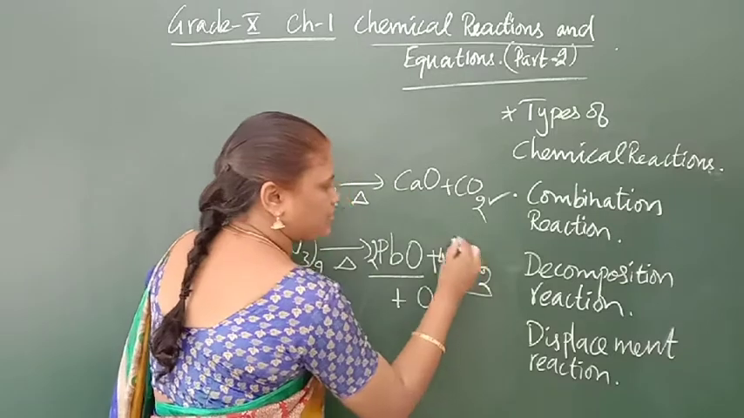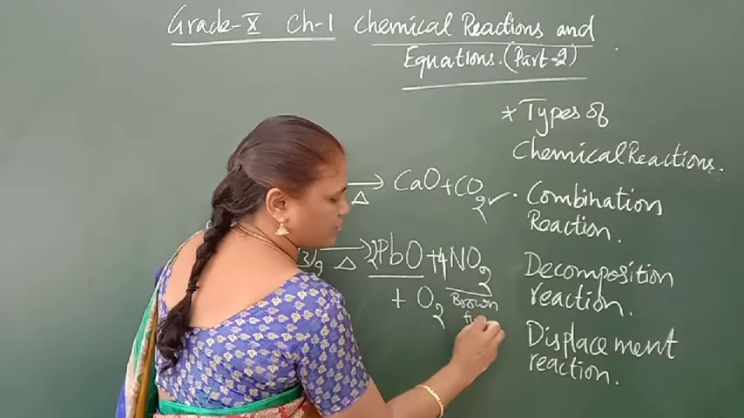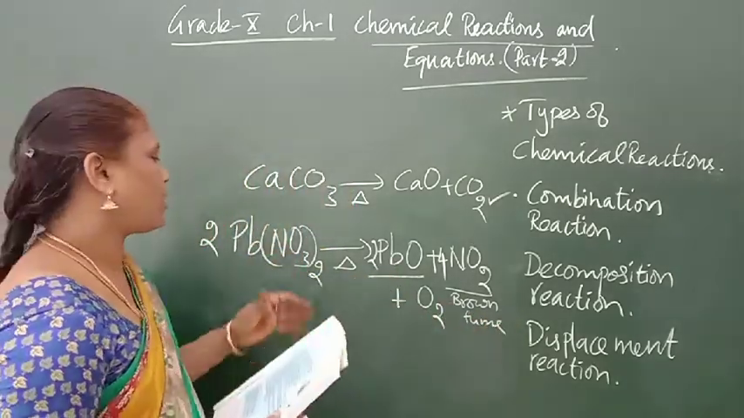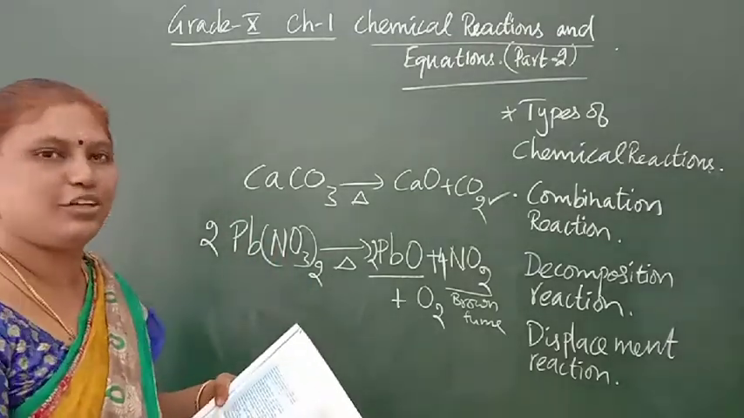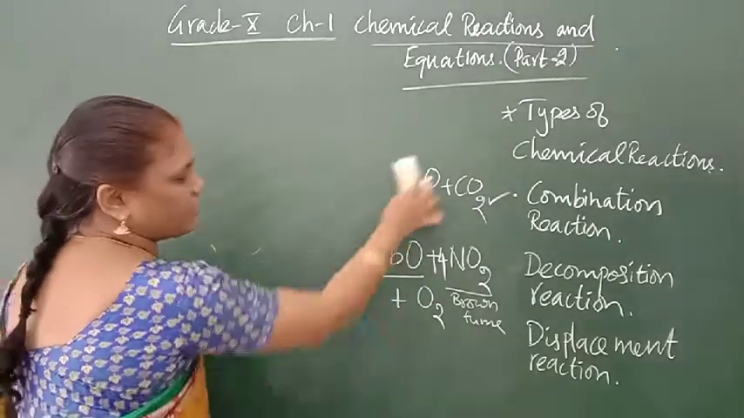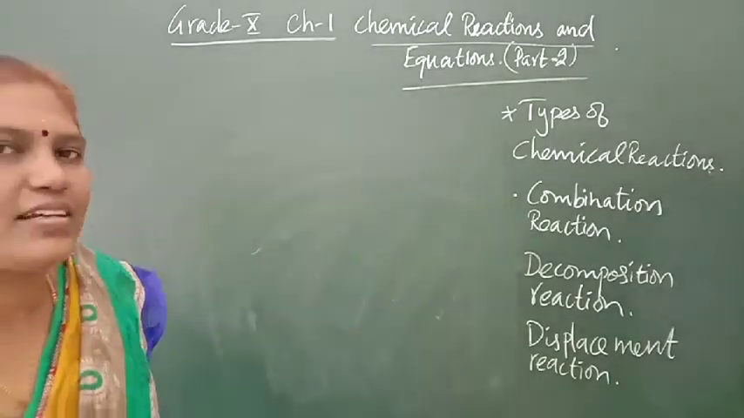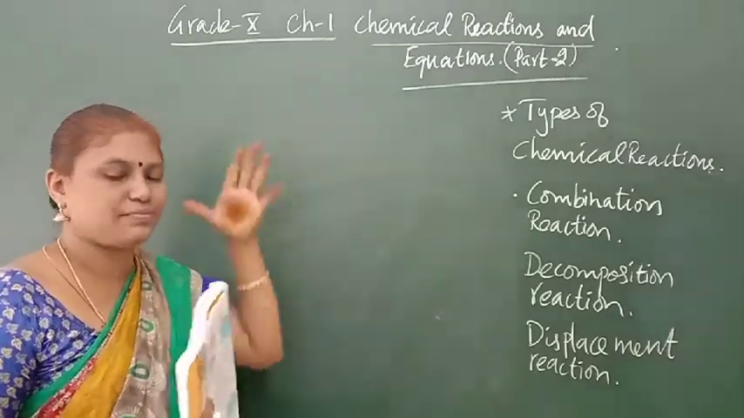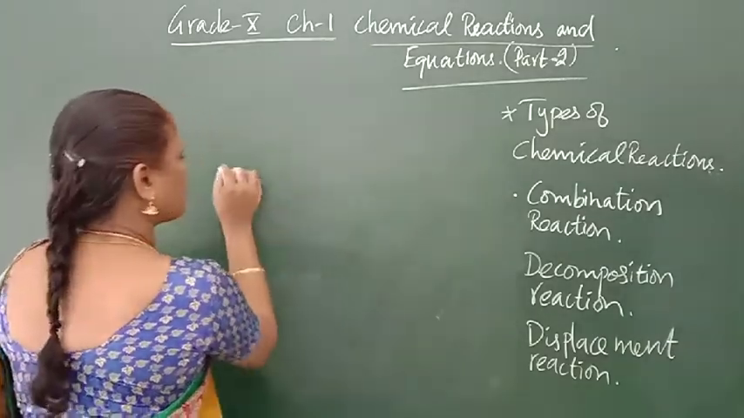This is brown fumes. Nitrogen dioxide is brown in color. Oxygen is colorless, and lead oxide will be yellow in color. So these are the products obtained by heating lead nitrate; it splits into these products. What is the color of lead nitrate? It is white. You will be getting yellow-colored lead oxide, then nitrogen dioxide, four molecules, which is brown fumes. It comes as brown smoke. Oxygen is colorless.